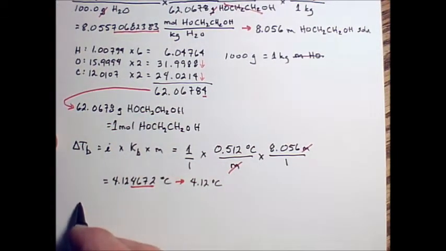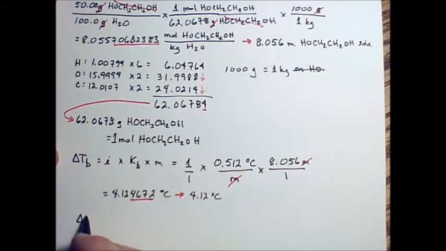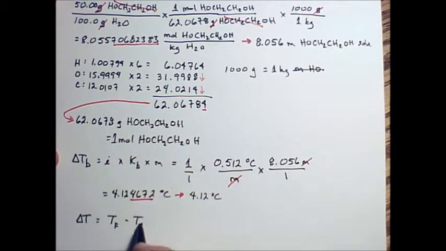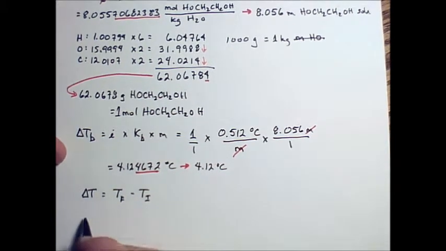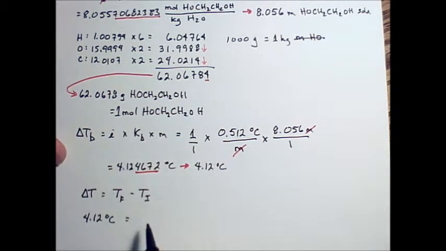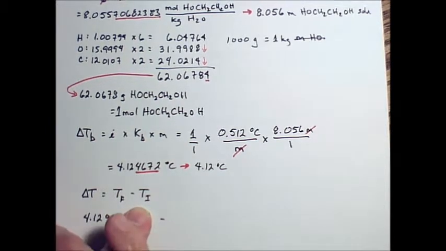Now we're going to plug it into this last equation that we said we needed, where the change in temperature is equal to temperature final minus temperature initial. Delta T we just calculated: 4.12 degrees C. T sub F is what we're trying to find. We don't know that yet. T sub I is either the boiling or freezing temperature of the pure solvent. It's always the pure solvent that you use as your initial temperature.